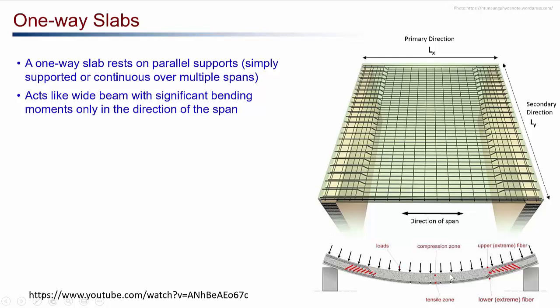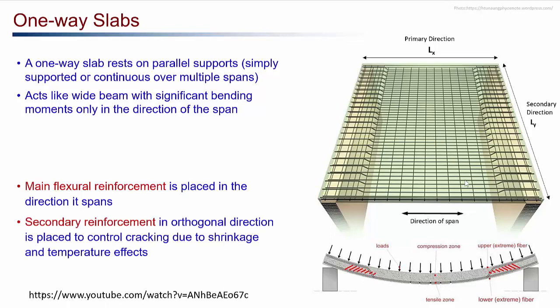As it has significant bending moment in one direction, we need to provide the flexural reinforcement along the direction of span as well. Tension is at the bottom, compression is at the top, hence we have to provide the main reinforcement at the bottom of this slab.